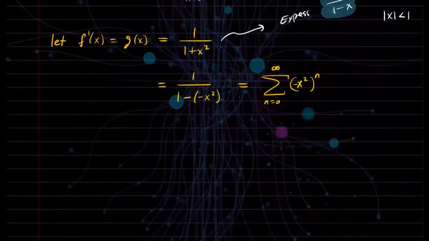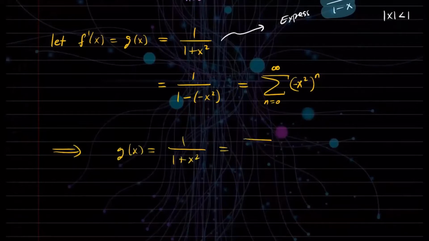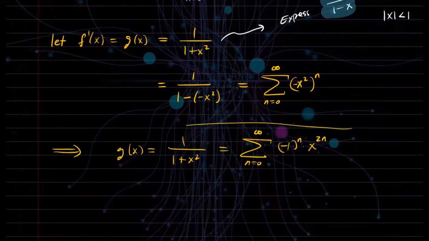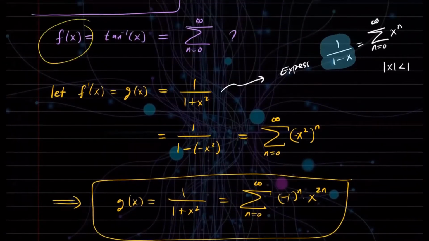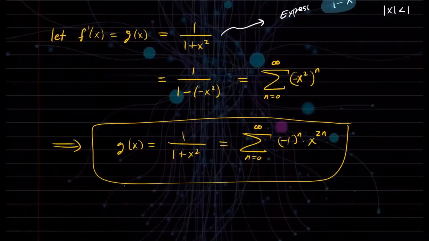Let's clear things up. We know that this function g of x, which is 1 over 1 plus x squared, can be expressed as a power series in this form, the sum starting from 0 to infinity of negative 1 to the n times x to the power of 2n. So that is your g of x. Well, now we don't want g, right? We want to go back to f. That means I'm going to integrate this function because it's the derivative of f. If I integrate, I go back to my original function. So I'm going to go ahead and integrate this.